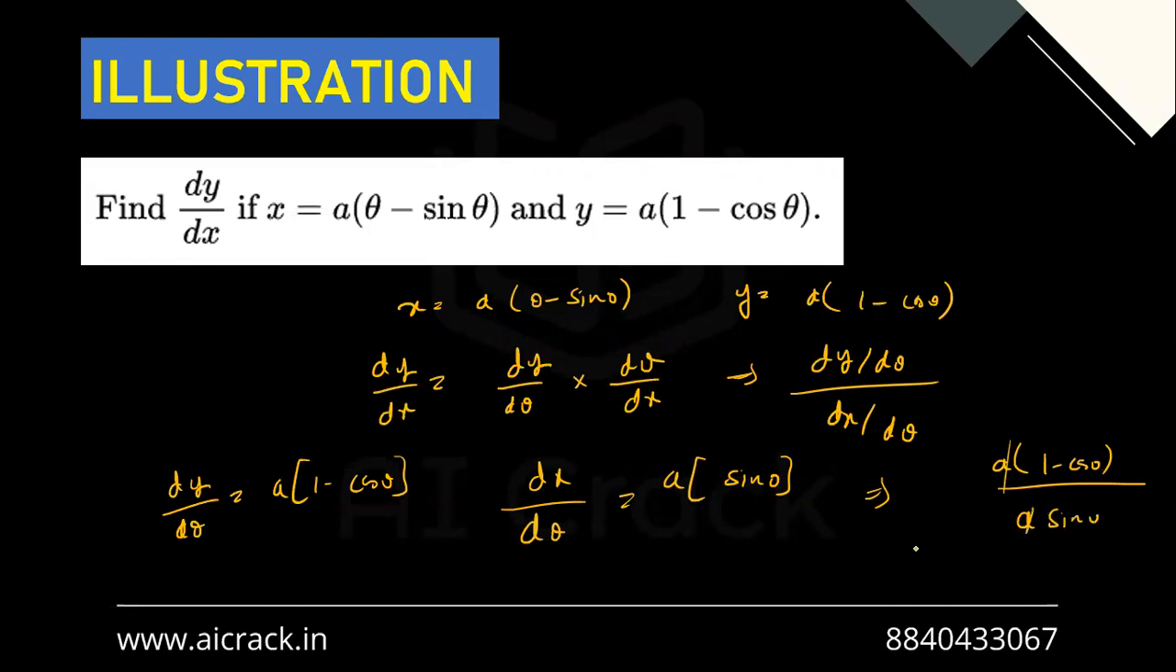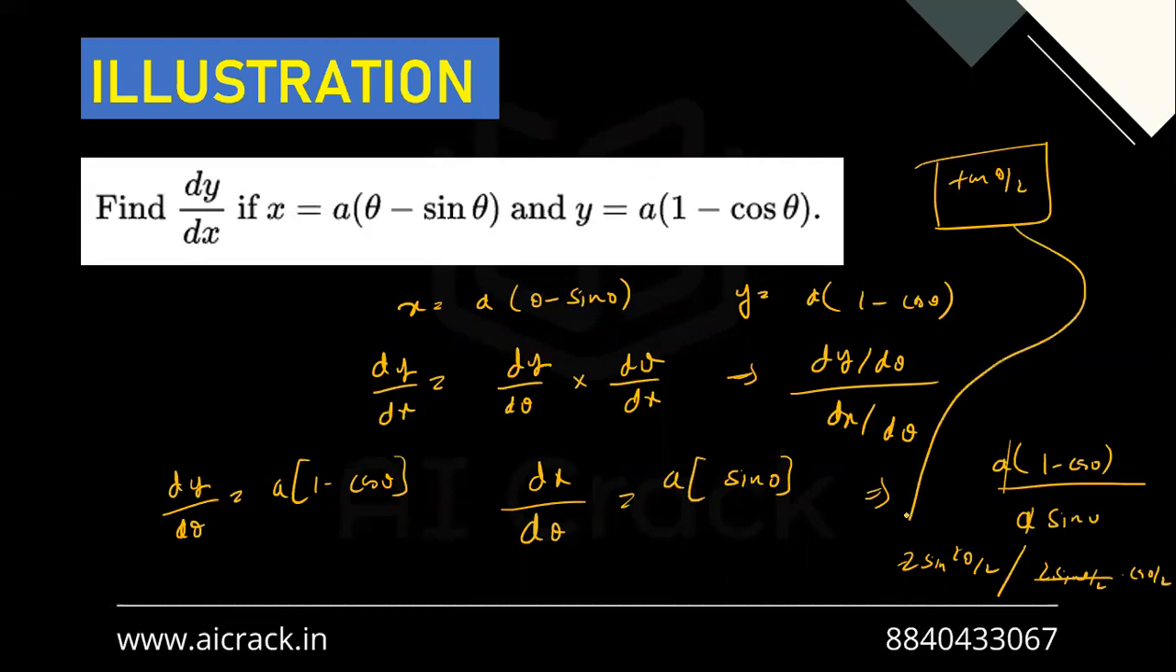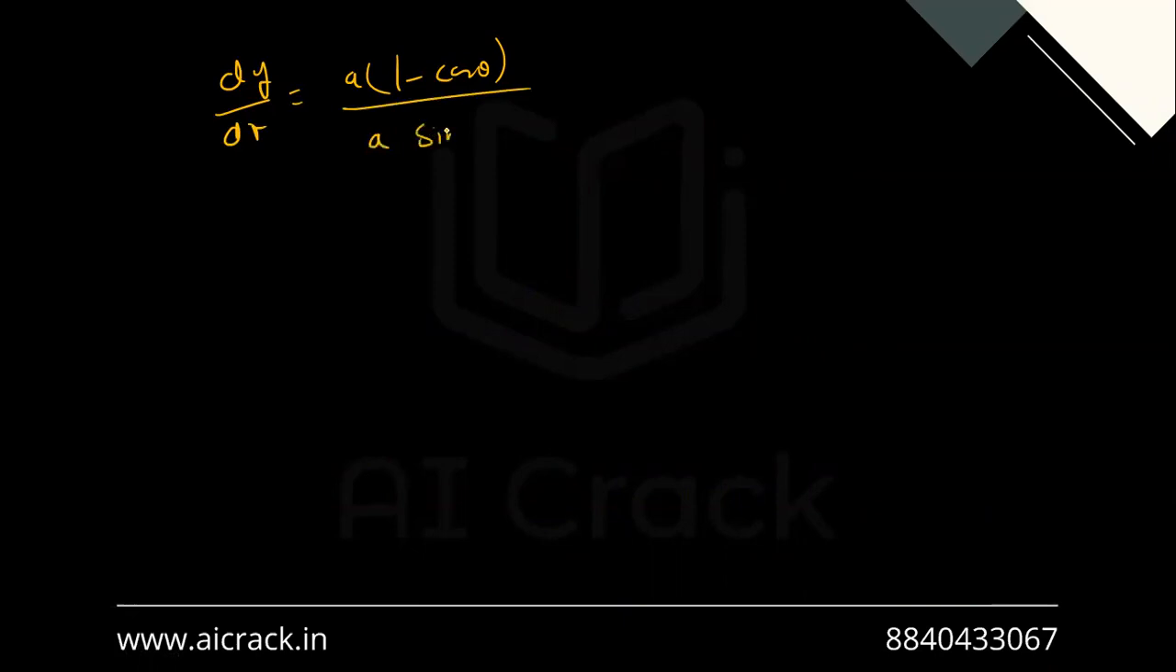A gets cancelled out. 1 minus cos theta is 2 sine square theta by 2 divided by sine theta, which is 2 sine theta by 2 dot cos theta by 2. This gets cancelled out and you'll eventually get tan theta by 2 as the answer. So this is the answer, right? I had another page over here. I'll just write it once again. So basically we got a times (1 minus cos theta) for dy by dx divided by a times sine theta. That would give me 2 sine square theta by 2 divided by 2 sine theta by 2 dot cos theta by 2. That would eventually become tan theta by 2.